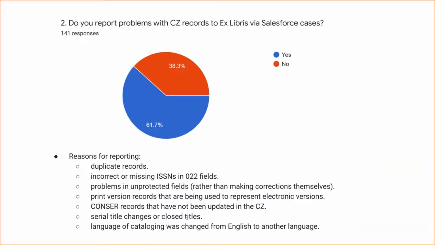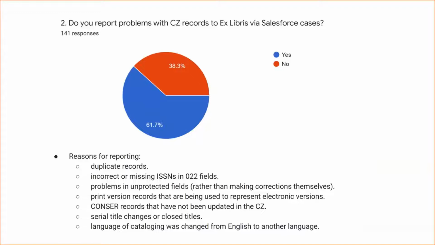The next question asked whether institutions report problems with community zone records to Ex Libris via Salesforce cases. And this question was asked of everybody, regardless of whether or not they answered earlier that they edit CZ records themselves. So there were 141 total responses to this question. About 62%, just under 62%, indicated that they do report problems with community zone records. And that's good news. But 38.3% indicated that they don't. And that's not as encouraging.